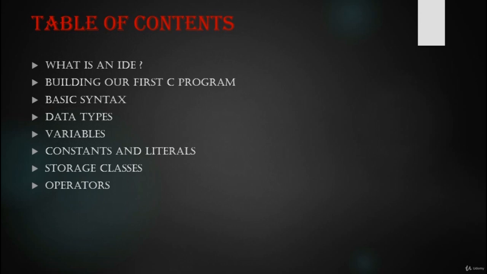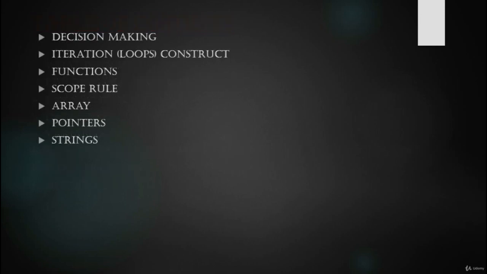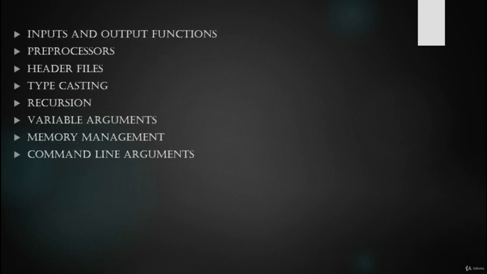Now, in this course, we will be studying something about IDE. We'll build our first C program. We'll know the basic syntaxes. We know the various data types. We learn about variables. We also learn about constants and literals. We know the various storage classes. We learn about operators. We would also be learning about how to make decisions. We will learn about iterations or loops. We also be learning about functions, scope rules, arrays, pointers, strings. You also be learning about input and output functions. You will know what preprocessors are, header files, typecasting, recursion, variable arguments, memory management, and last but not the least, command line argument.